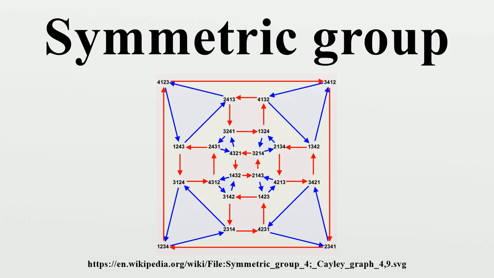S3 is the first non-abelian symmetric group. This group is isomorphic to the dihedral group of order 6, the group of reflection and rotation symmetries of an equilateral triangle. Since these symmetries permute the three vertices of the triangle, cycles of length 2 correspond to reflections, and cycles of length 3 are rotations.